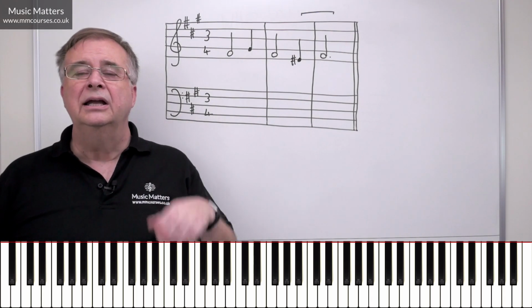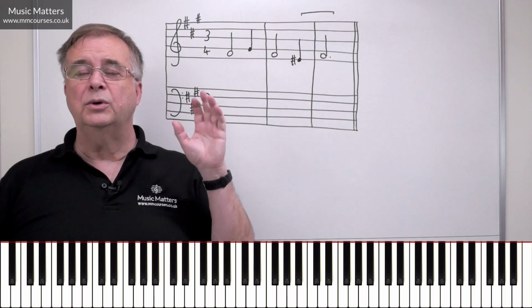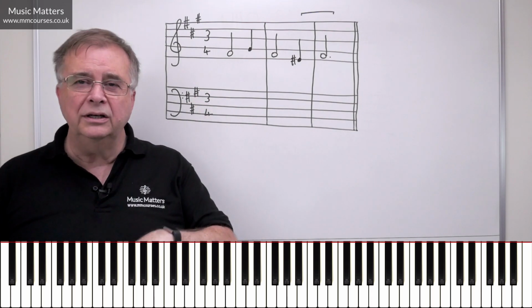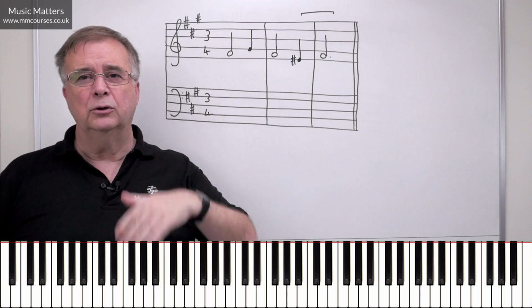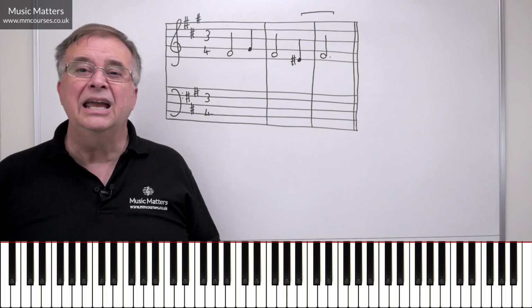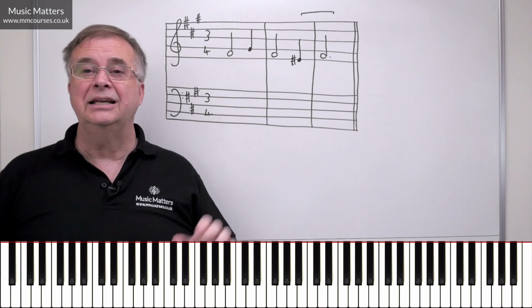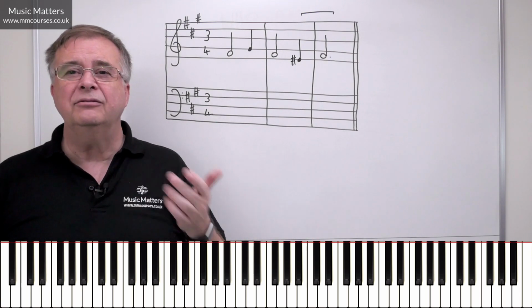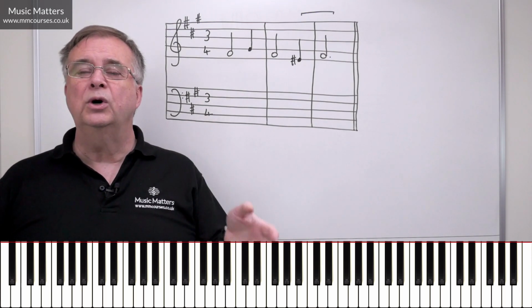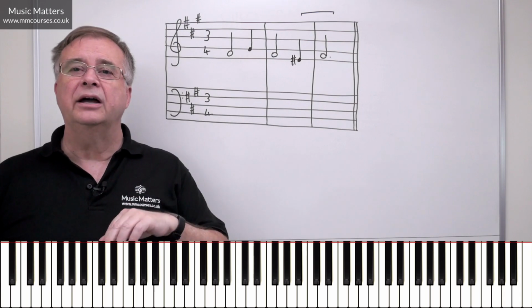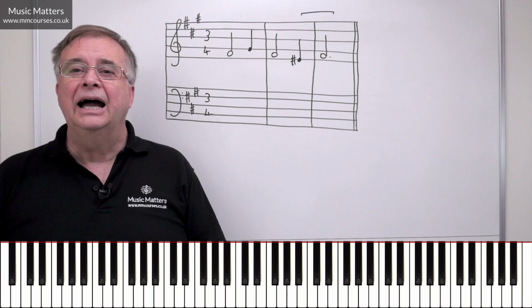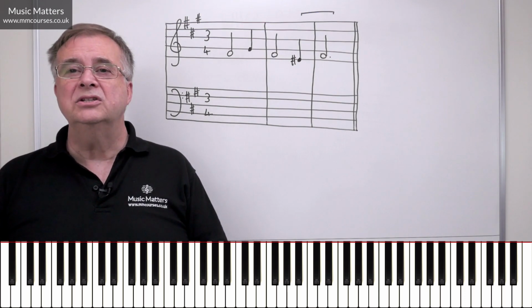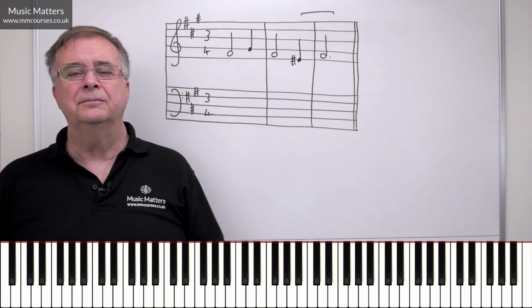What are the options? It could be a perfect cadence, which goes chord 5 followed by chord 1. It could be a plagal cadence, which is chord 4 followed by chord 1. It could be an imperfect cadence, which technically is anything followed by 5, but in reality is 1 to 5, 4 to 5, or 2 to 5. Or it could be an interrupted cadence, which is going to go 5 to 6.